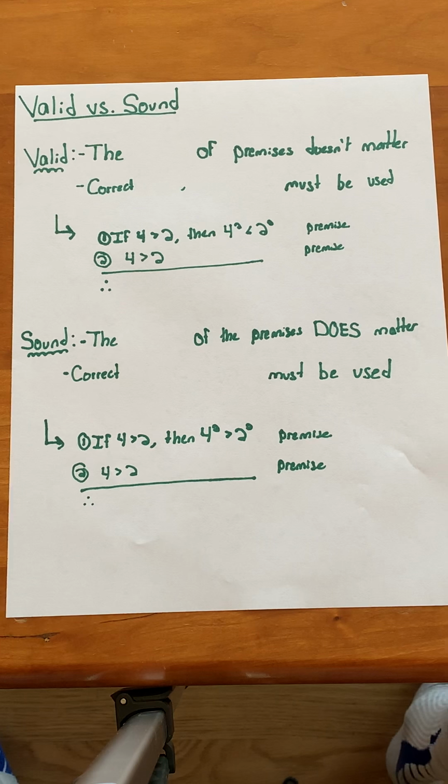Now that we've learned more about rules of inference, we need to make a quick distinction between valid and sound arguments and cover logical fallacies. These are subjects that frequently trip students up. Let's begin with reviewing a valid argument.